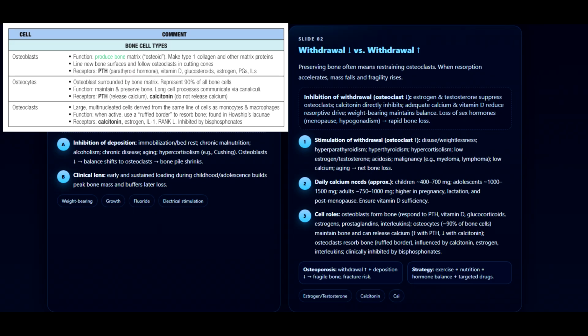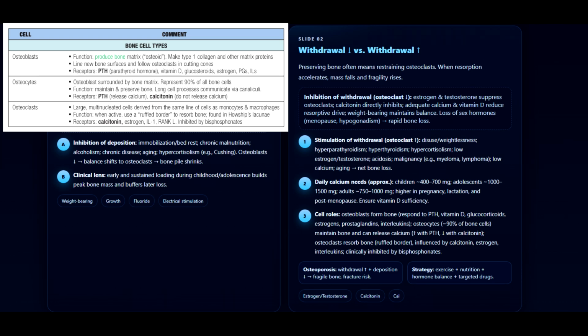The table provides daily calcium requirements: about 400 to 700 milligrams in children, 1,000 to 1,500 in adolescents, 750 to 1,000 in adults, and even higher requirements in pregnancy, lactation, and after menopause. All of these factors together serve to preserve bone mass by holding resorption in check.